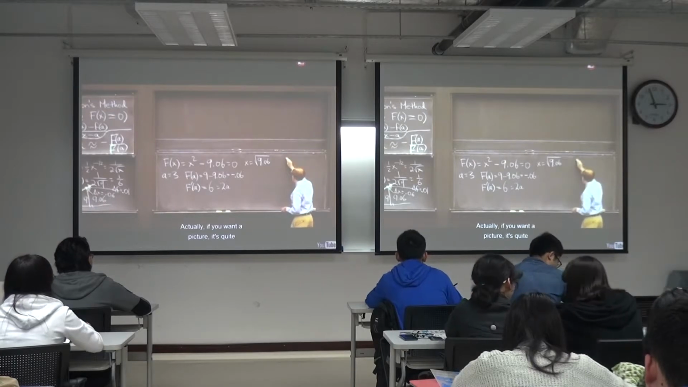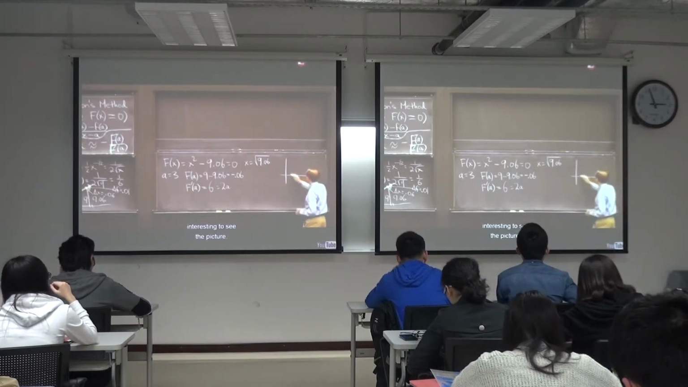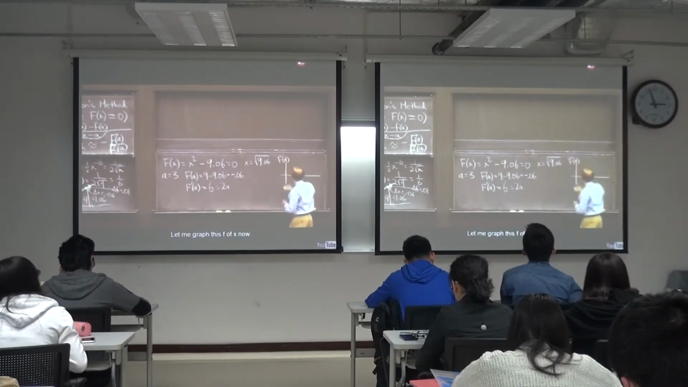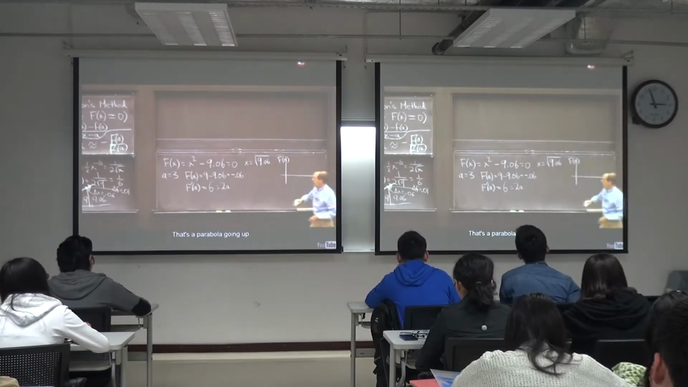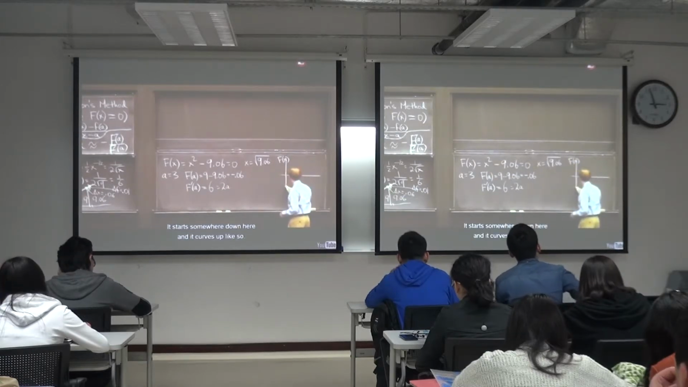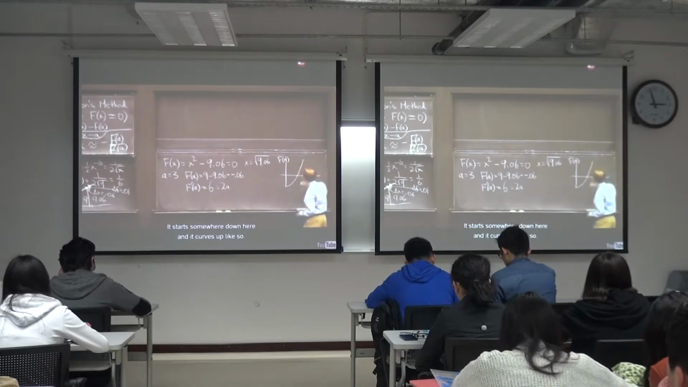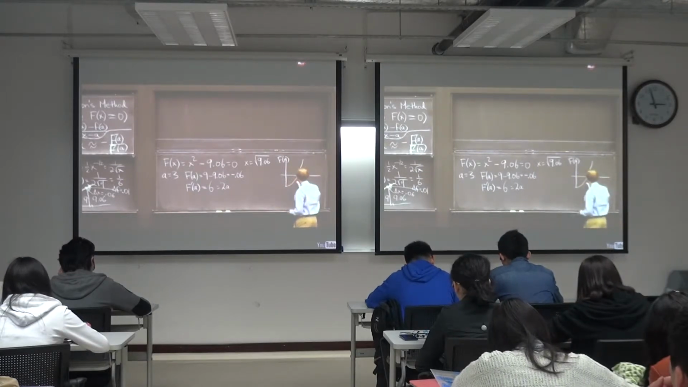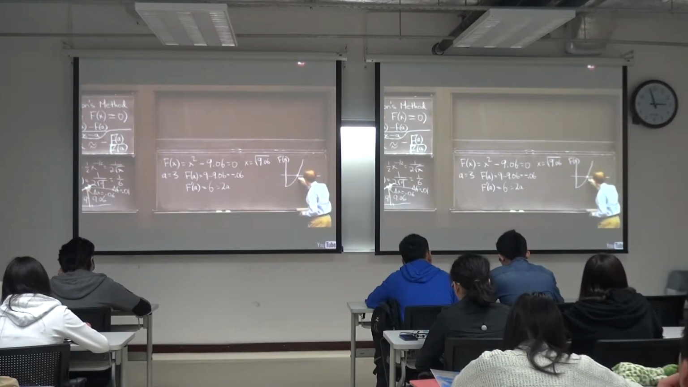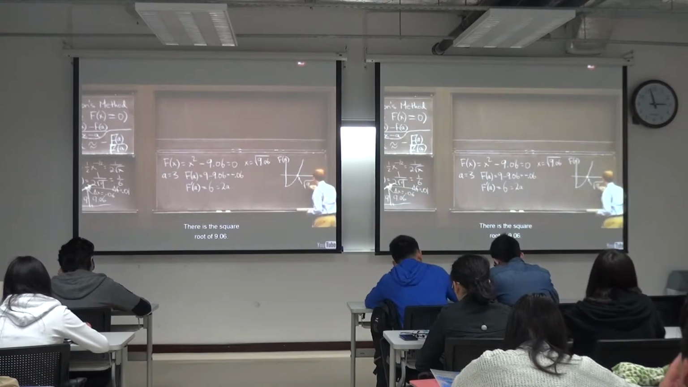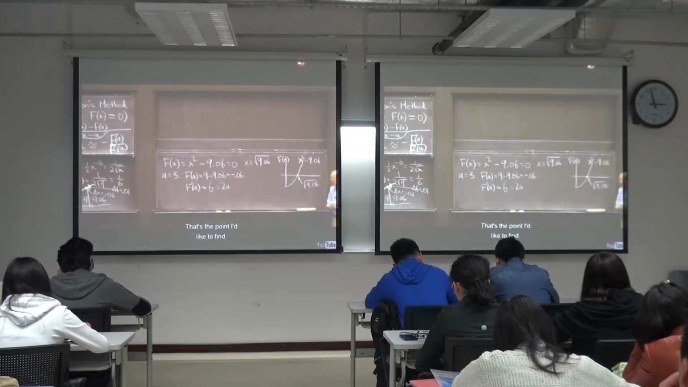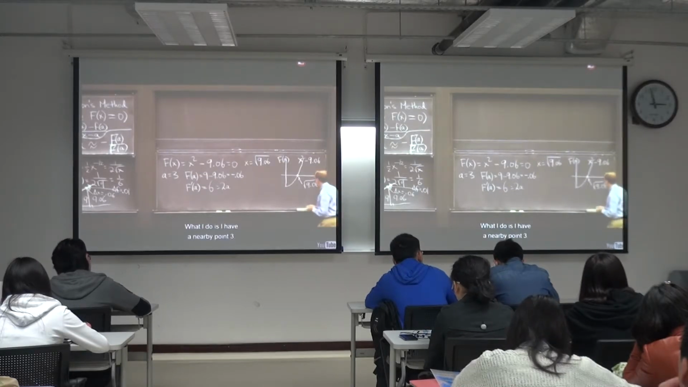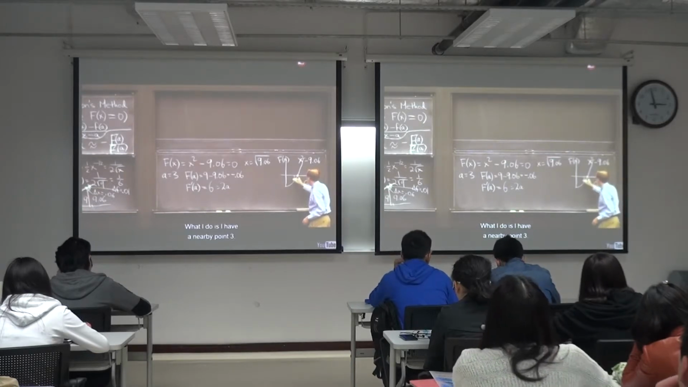Actually, if you want a picture, it's quite interesting to see the picture. Let me graph this f of x now. What does my function f of x look like? X squared, that's a parabola going up. It starts somewhere down here, and it curves up like so. This is the point I want, the square root of 9.06. I graphed the function x squared minus 9.06. That's the point I'd like to find. I'm not expecting to find it exactly. What I do is I have a nearby point, 3.